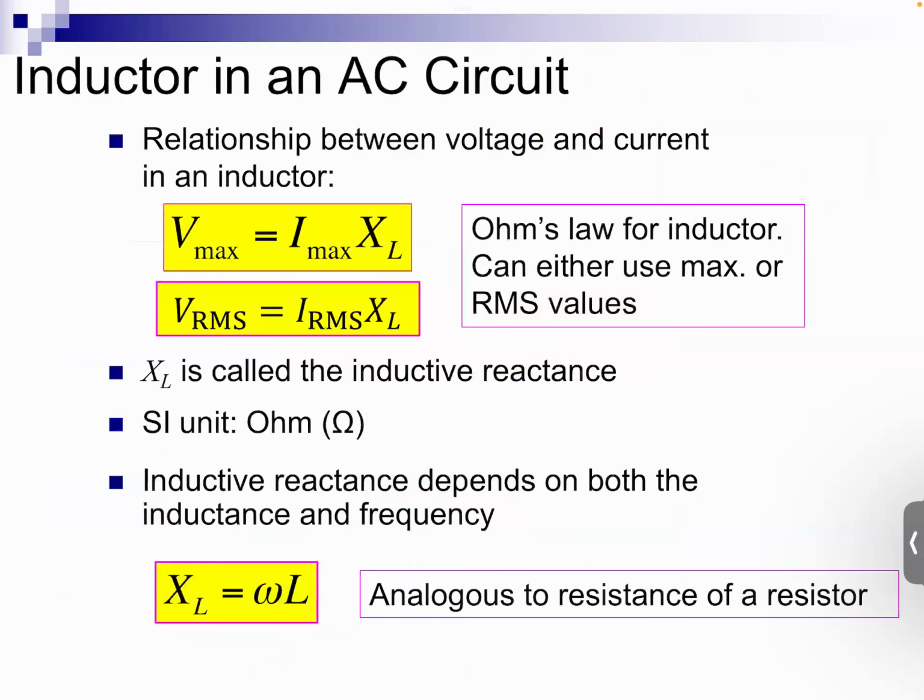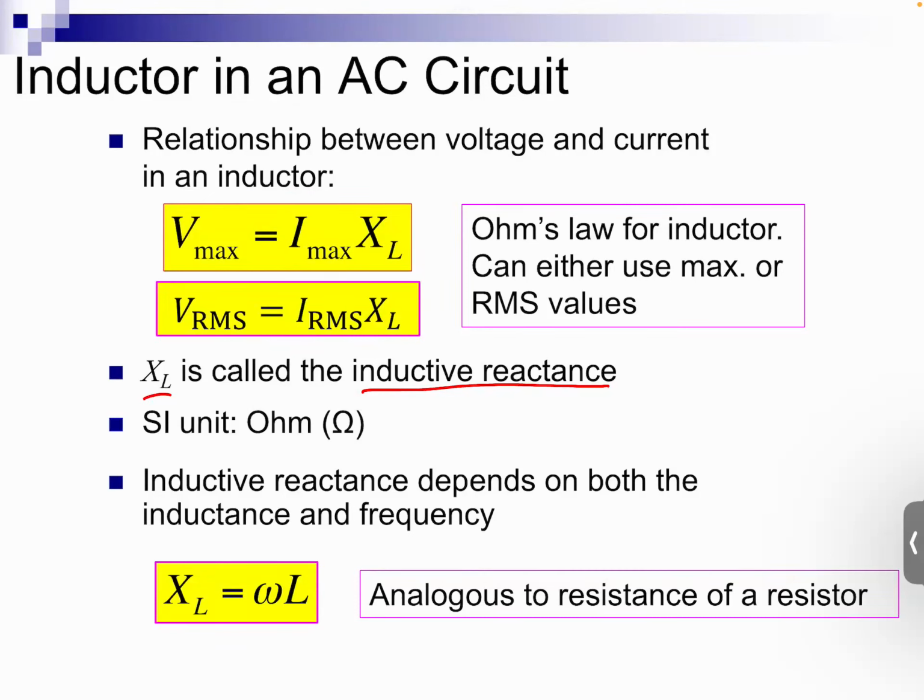Okay, similarly, you can apply Ohm's law, V is equal to IR, if the resistance R is replaced by XL, which we call inductive reactance. Remembering that when you use V equals I XL, you should use the maximum currents and maximum voltages, or RMS currents and RMS voltages. So in other words, Ohm's law will allow you to calculate maximum current or RMS current.